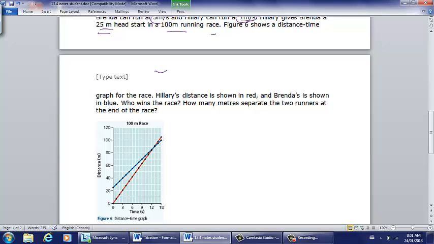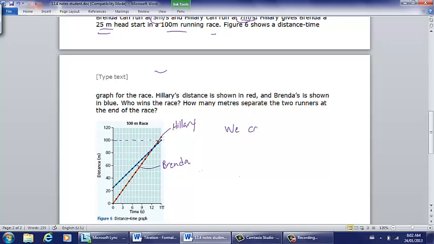Hillary's distance is in red, so let's just make a note of that. This is Hillary. And Brenda is in blue. And we want to figure out who wins the race and by how much. So looking at this, we can see from the graph the person who wins the race is the person who's going to get to the 100-meter mark first. And going along in time, we can see that Hillary wins.